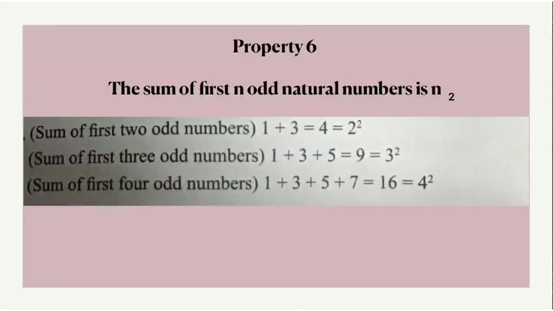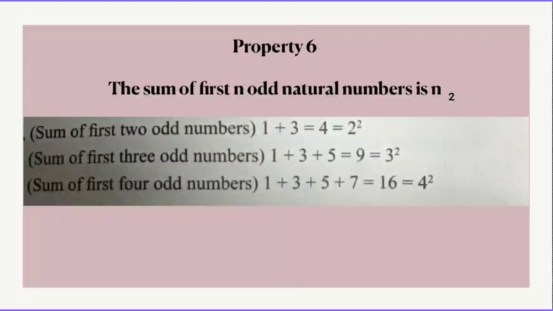For example, the sum of the first two odd numbers, 1 and 3, is 4, and 4 is equal to 2 square. The sum of the first three odd numbers is 1 plus 3 plus 5, which is 9, and that can be written as 3 square. Next is the sum of the first four odd numbers, 1 plus 3 plus 5 plus 7, which is equal to 16 and can be written as 4 square. And in the next module we will discuss how to find square numbers by different methods.